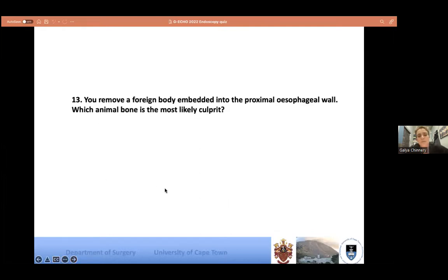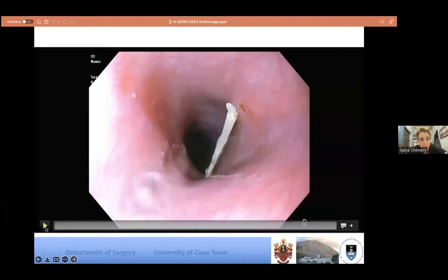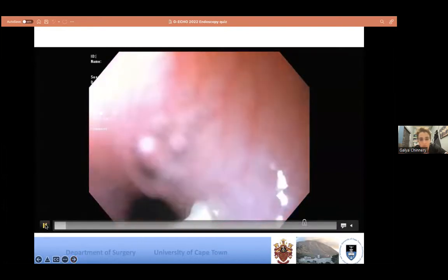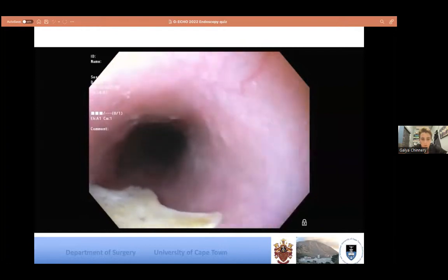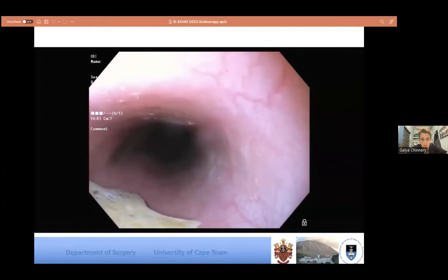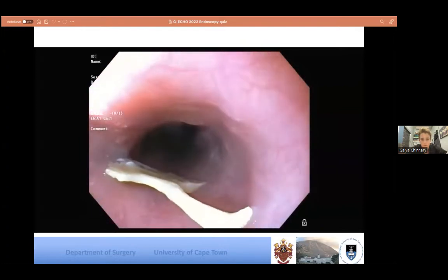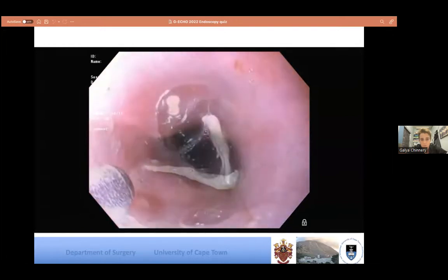Okay, this is just for fun. You remove a foreign body embedded into the proximal esophageal wall. Which animal bone is the most likely culprit? So I'm going to show you what it looked like. So there you are, proximal esophagus, something poking there. Quite sharp and horribly stuck.